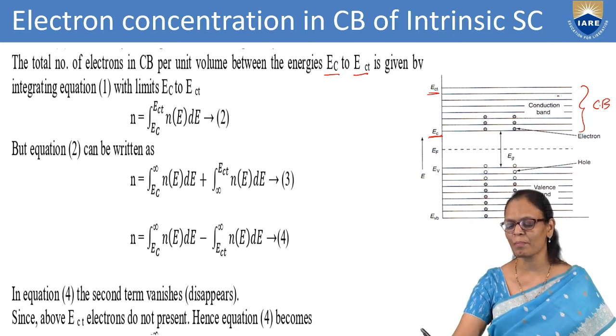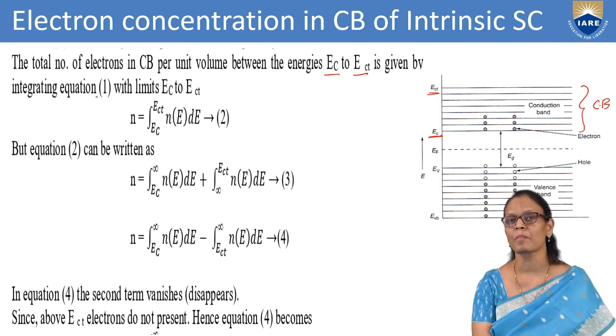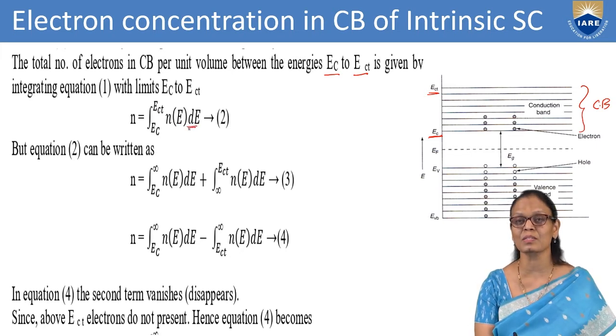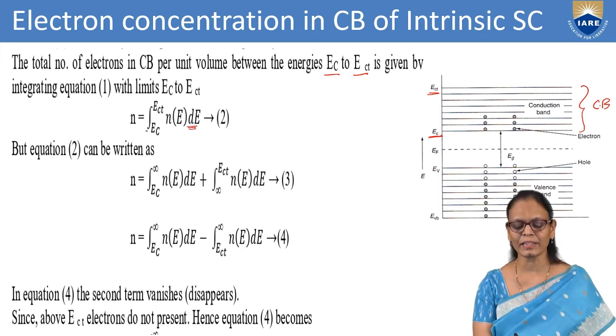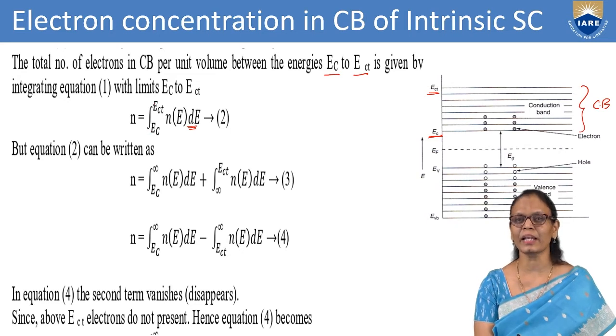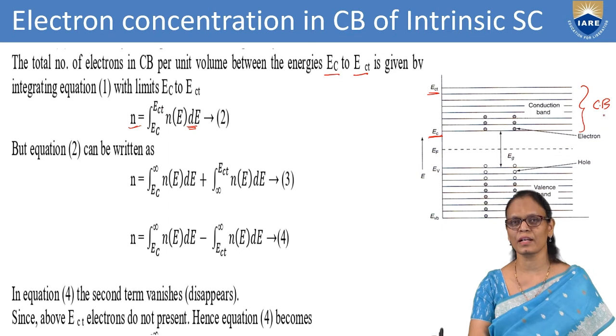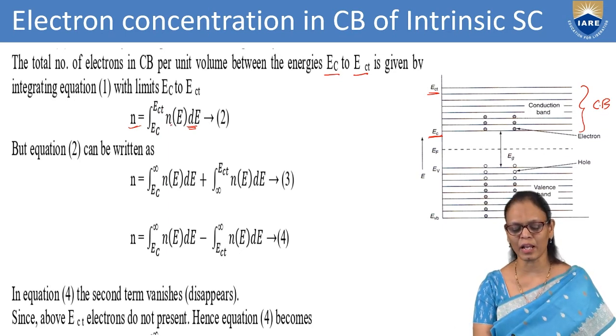When you have to sum up everything, we do integration. So n is equal to the integral from Ec to Ec top of n of E dE. First we will find it within a small region dE and then extend it by integrating between the limits Ec to Ec top. By doing this, we get the total number of electrons that are there in the conduction band. So the integral from Ec to Ec top of n of E dE gives us n.